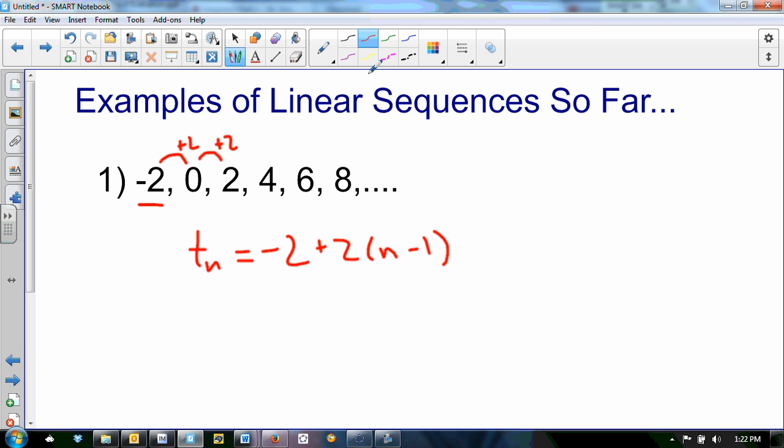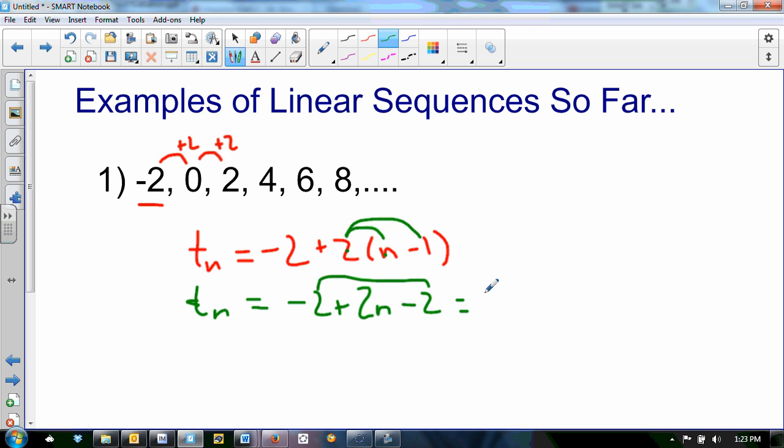Now in class, I've had you guys simplify these rules, and to do that, we just take our difference and multiply it into the quantity here. So if we do that, notice nothing's affecting our negative 2, so this is still the nth term. It's negative 2 plus now 2 times n is 2n, and 2 times a negative 1 is negative 2. So now when we combine like terms, negative 2 plus negative 2 gives us negative 4. So our rule now becomes 2n minus 4.